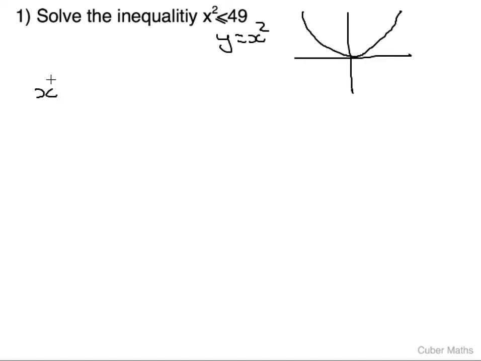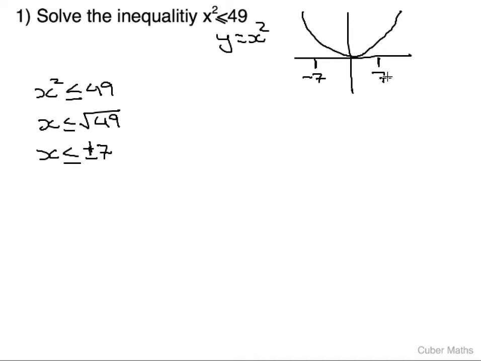So we've got x squared is less than or equal to 49. So that's going to give us x is less than or equal to the square root of 49. And when we square root 49, we get x is less than or equal to plus or minus 7, because when you square 7, it gives us 49, but when we square minus 7, it also gives us 49. So that means when x is equal to minus 7 or 7 are the points we're looking at, and we want when x is less than 7 or minus 7. So what we want is the bit in between.